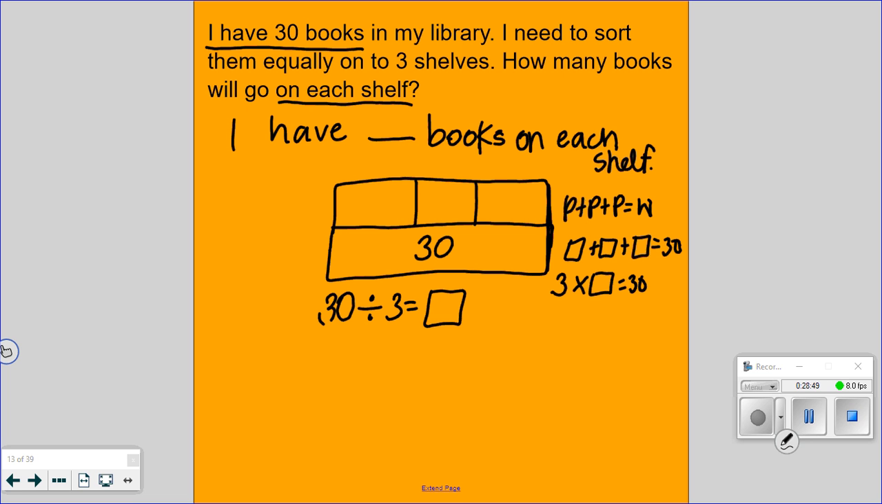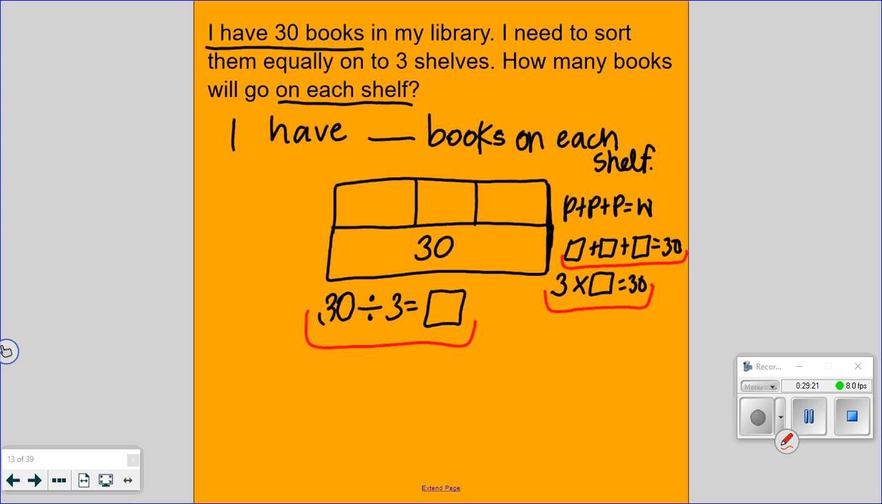I have 2 equations, really 3 equations, that I could use to solve it. This is where the cool part comes in. You get to say, which one makes my brain happy? For a lot of you, you're thinking, I know 3 times something equals 30. I could figure that out. For some of you, you're thinking, okay, I got 30 and I'm putting them, 1 for you, 1 for you, 1 for you. You get to pick.